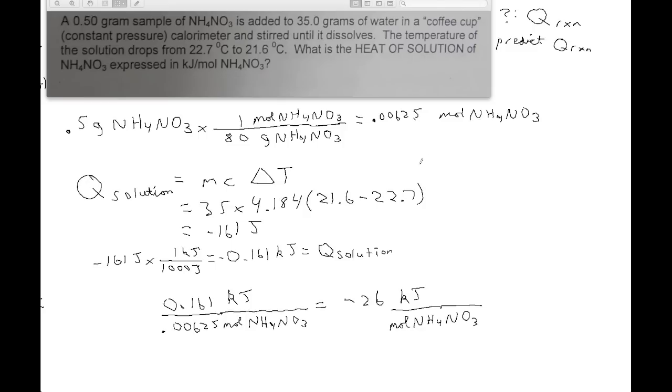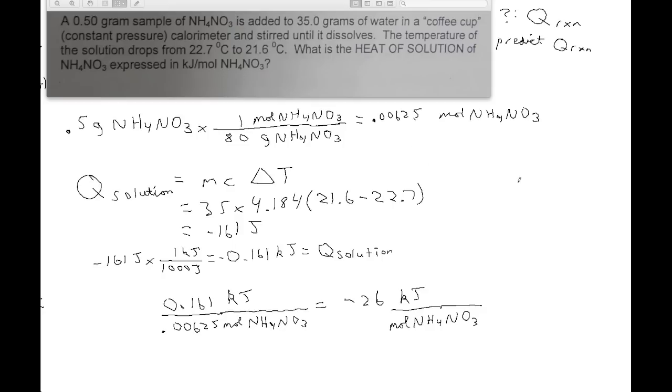Well, oh wait, it's a coffee cup, so it also says that the temperature of the solution drops from 22 to 21, so I was thinking that would be like the reaction, the reaction solution itself. Right. So is the solution's temperature going up or down? It's going down. So is the solution absorbing heat or losing heat? It's losing heat. So is the reaction absorbing or releasing heat? It's releasing it.